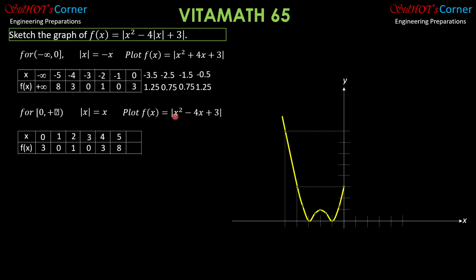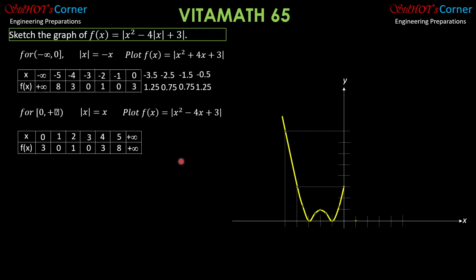When x is 5, 25 minus 4 times 5, 5 plus 3, 8. And when x is positive infinity, let's consider 100. 100 squared is 10,000 minus 4 times 100, 9,600 plus 3, 9,603. So when x is positive infinity, f of x is also positive infinity. We notice that these points at the same distance from the y-axis have the same y coordinate. So we expect that the graph is symmetric with respect to the y-axis.